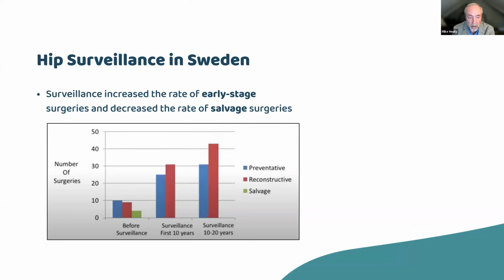They didn't need them because they had done more preventative and more reconstructive surgeries early on. When you go then to their second 10 years of surveillance, you can see that the reconstructive efforts grew, their salvage procedures stayed at zero, and they still had a fair number of preventative surgeries. So it was very effective, especially given that salvage procedures indicate that there was a pain, and B, no longer good reconstructive options that would put more typical anatomy back together in the hip.